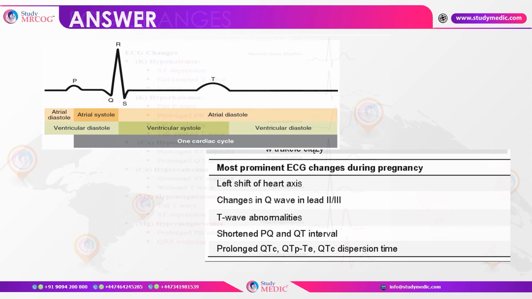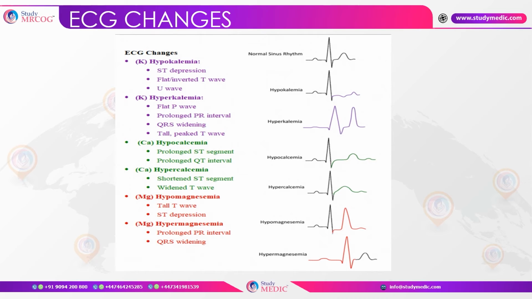And the ECG changes in various metabolic disorders are also considered important. In hypokalemia, we have a flat or inverted T wave with ST depression, whereas in hyperkalemia, we have tall peaked T waves. These are characteristics of the potassium disorders. In hypocalcemia, we have a prolonged ST segment and a prolonged QT interval, whereas in hypercalcemia, we have a shortened ST segment. Coming to magnesium disorders, in hypomagnesemia, we have ST depression with a tall T wave, whereas in hypermagnesemia, we have a prolonged PR interval and QRS widening.